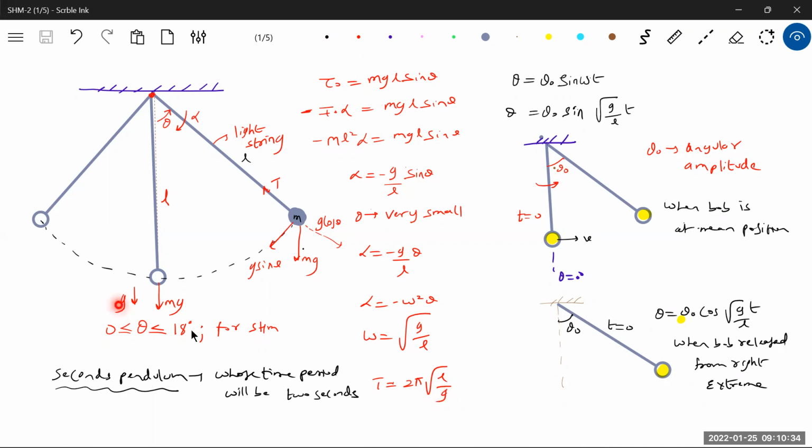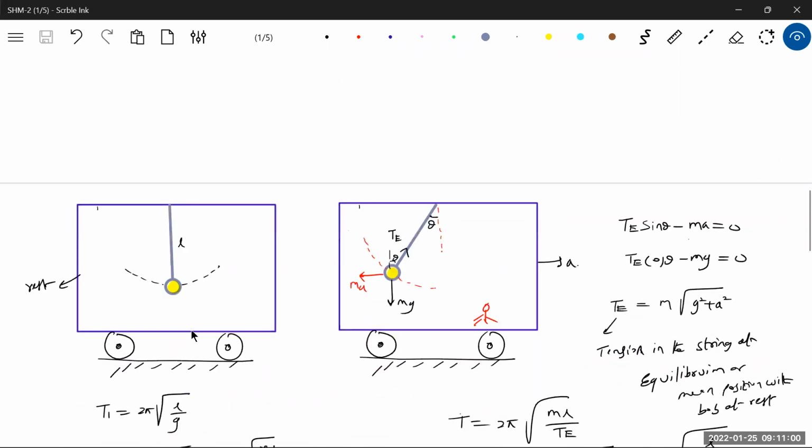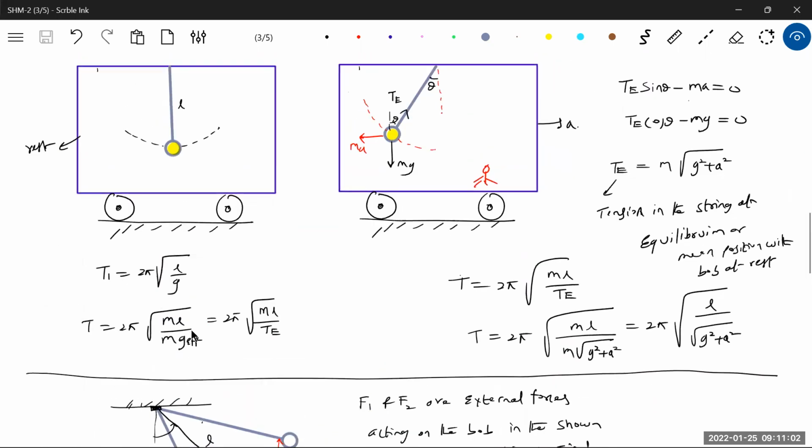And how is this effective g measured? It is directed along the length of the string. For our convenience, we are just thinking in this way. So in the expression for time period of a pendulum, at the mean position with the bob at rest, the effective g should be substituted, directed along the string. That's what we are doing here also.